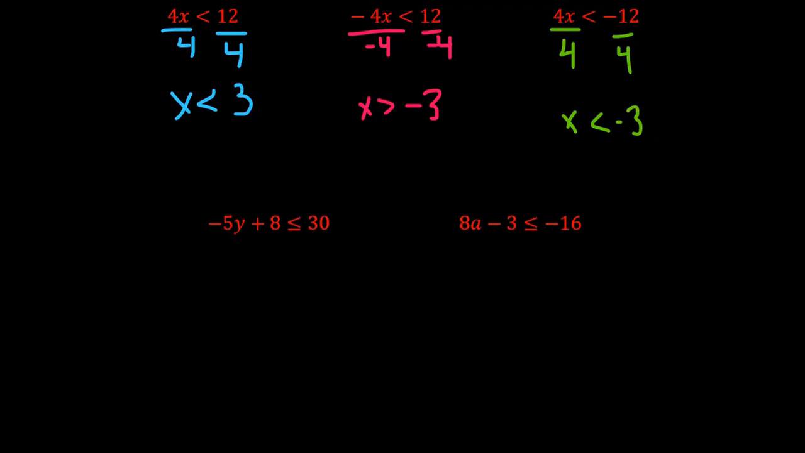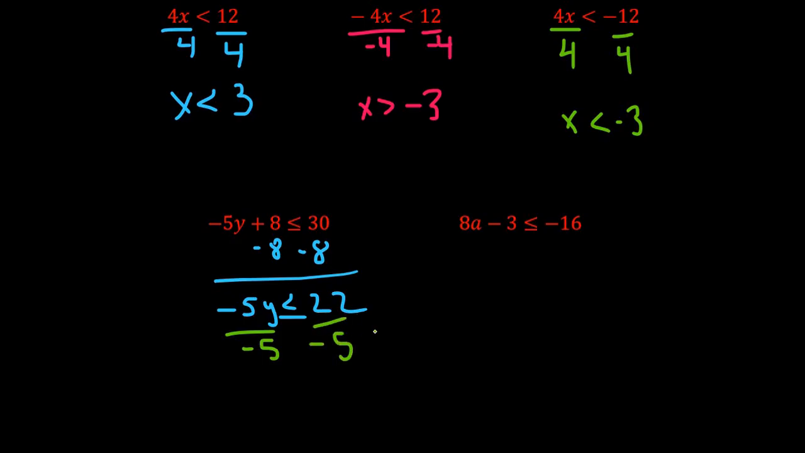For negative 5y plus 8 is less than or equal to 30, we get rid of the stuff that's on the same side of the inequality as the letter, but not touching it, which is that positive 8. So we're going to do the opposite, which is a negative 8. So we subtract 8 on both sides. That gives us negative 5y is less than or equal to 22. And then we divide both sides by negative 5.